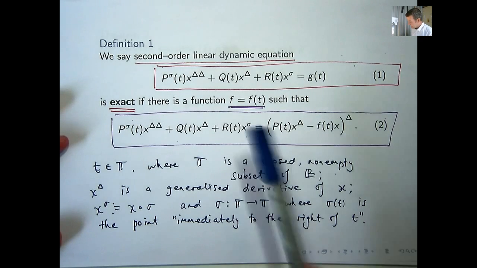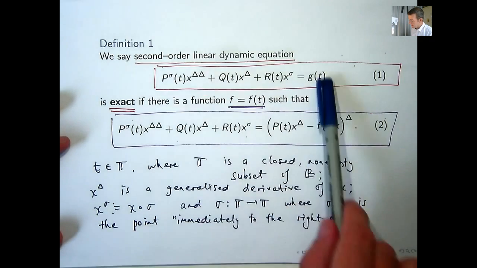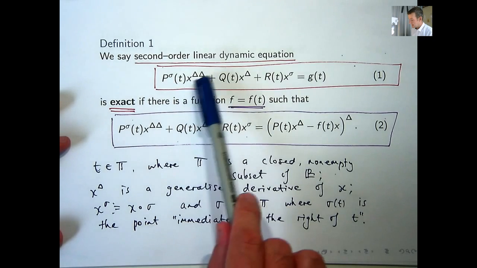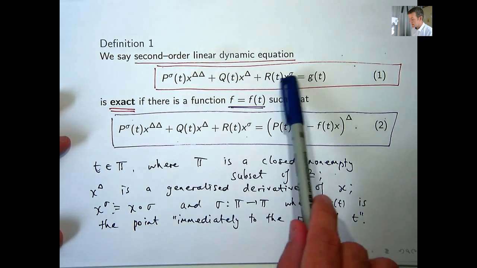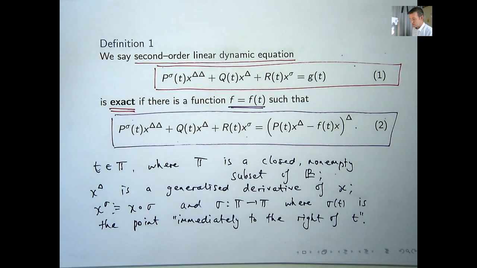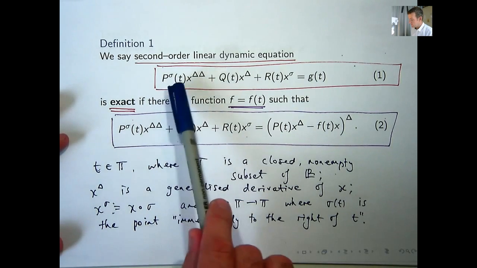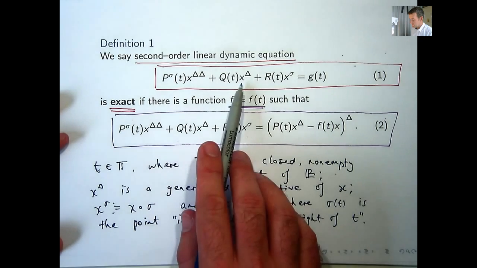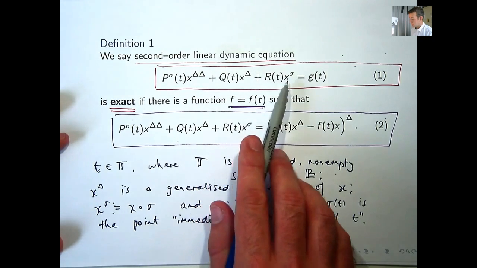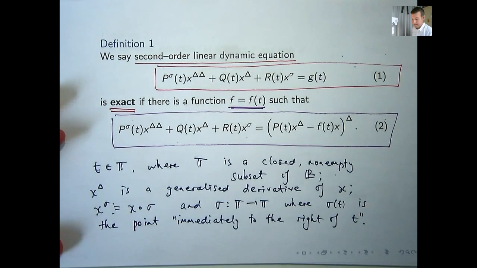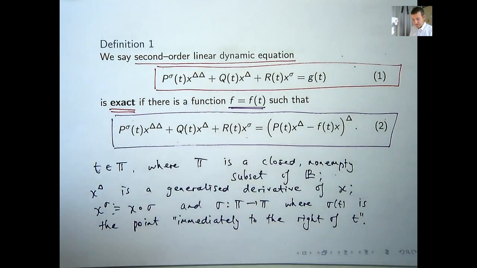Okay. Now, if the timescale is the real numbers, then this equation is just p of t x double prime plus q of t x prime plus r of t x equals g of t. Okay. If T equals, say, the natural numbers or the integers, this is p of t plus 1 times the second forward difference of x plus q of t times the forward difference of x plus r of t times x of t plus 1 equals g of t. Okay, now let's get back to the actual definition.